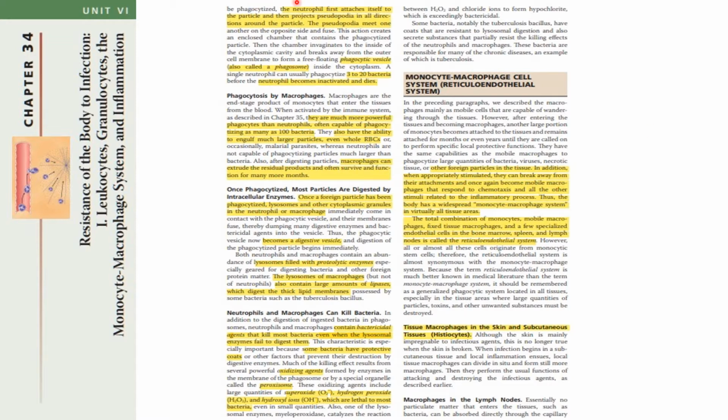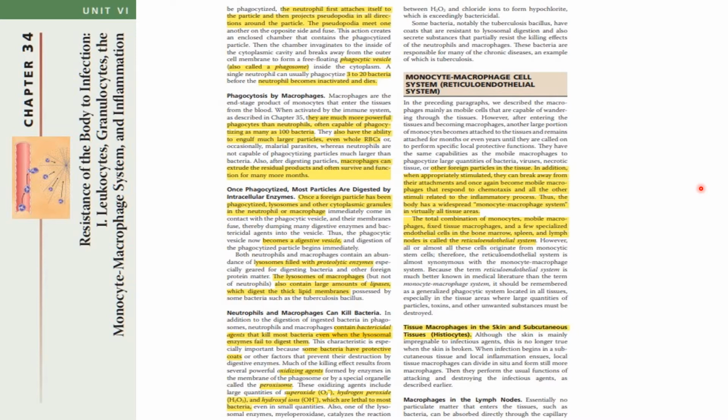The neutrophil first attaches itself to the particle and then projects pseudopodia in all directions around the particle. The pseudopodia meet one another on the opposite side and fuse. Phagocytic vesicles are known as phagosomes. A single neutrophil can usually phagocytize 3 to 20 bacteria before the neutrophil becomes inactive and dies.